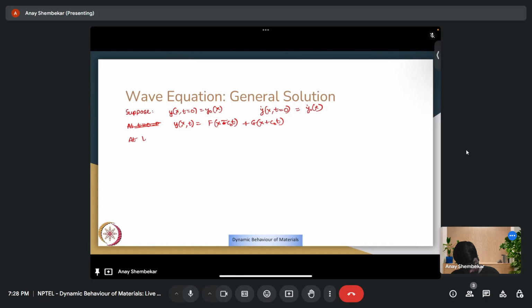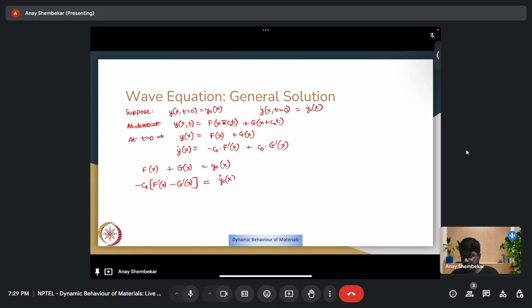At t equal to 0, you have y of x is equal to capital F of x plus capital G of x, and y dot of x being minus c naught capital F dash of x plus c naught capital G dash of x. So we simply substitute these equations here, and what we end up with is capital F of x plus capital G of x is equal to y naught of x, and minus c naught times capital F dash of x minus G dash of x is equal to y naught dot of x.